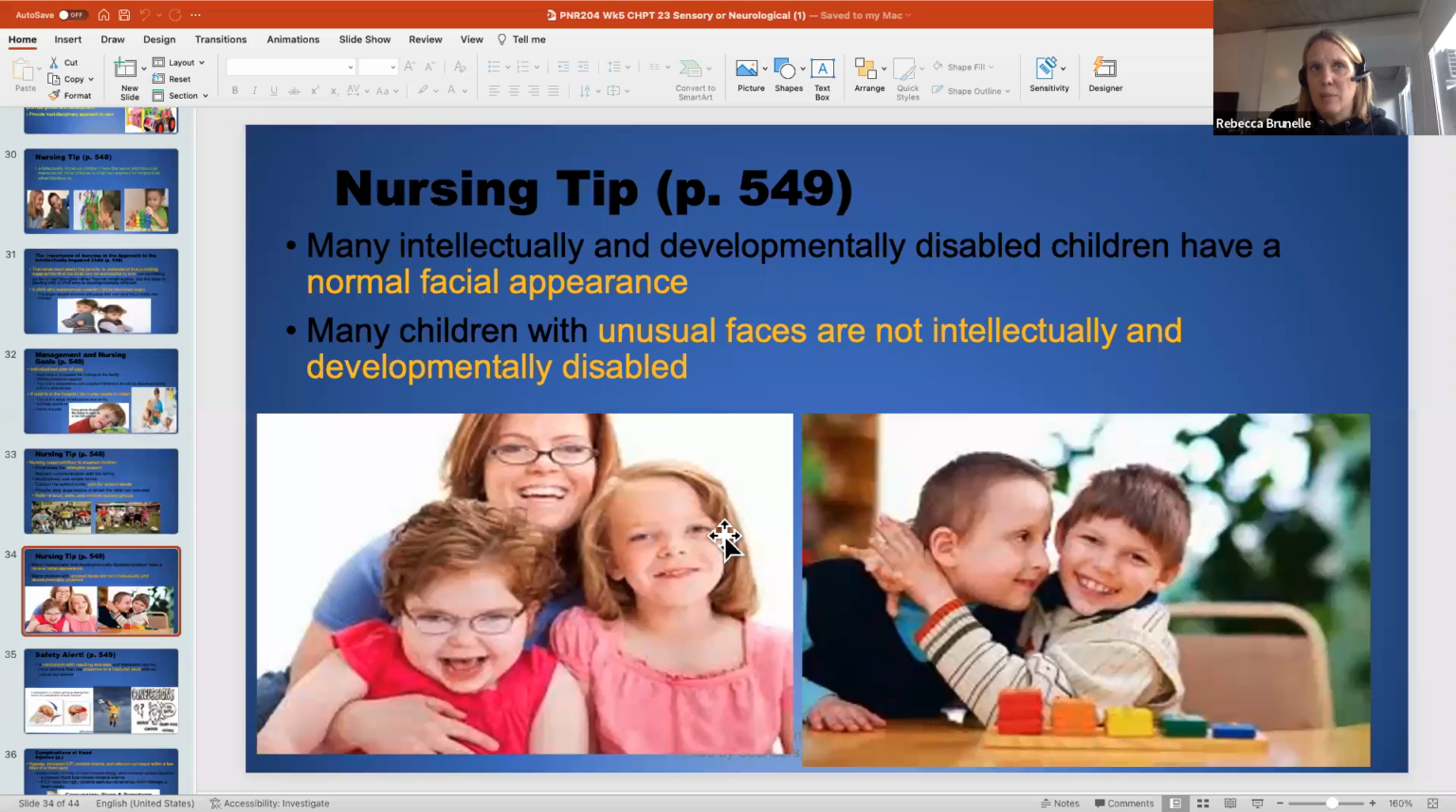Sometimes children will have a normal facial appearance and they can be mentally retarded, or children can have an unusual face and they're not having any problems. So don't always assume that what they look like determines what their intelligence level is. There are some conditions, like Down syndrome, where you can look at them and you can know, but don't assume anything based on what somebody's face looks like.